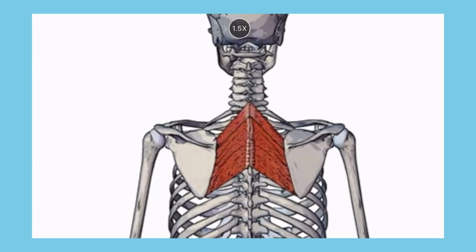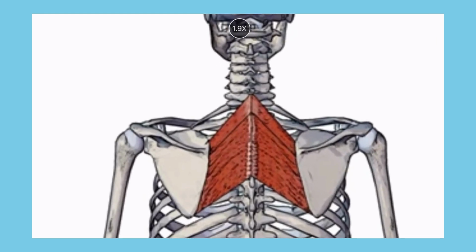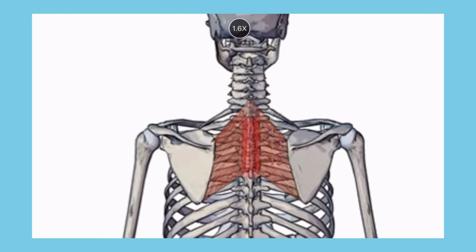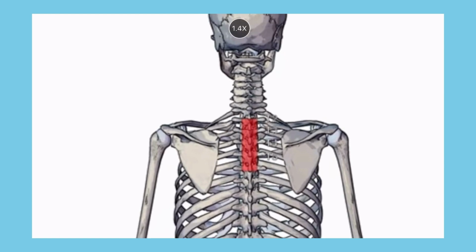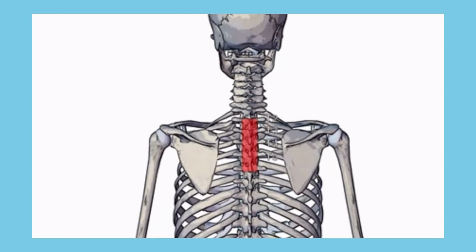After the rhomboid minor, we have the rhomboid major muscle, which comes below the rhomboid minor. It originates from the spines of T2 to T5 vertebrae, and it gets inserted in the medial border of scapula below the root of the spine. As we can see here, below the spine we have the insertion of the rhomboid major, at the root of the spine we have the insertion of rhomboid minor, and above it we have the levator scapulae insertion.